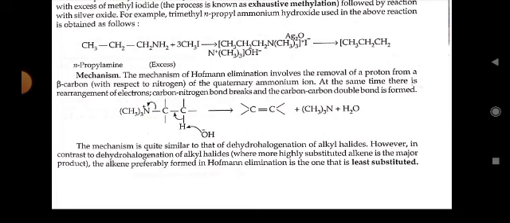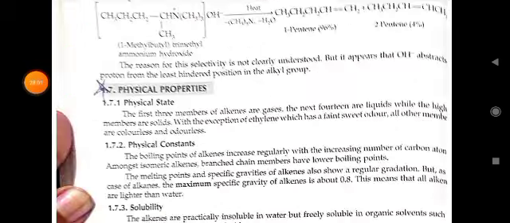However, in contrast to dehydrohalogenation of alkyl halides, where the more highly substituted alkene is the major product, the alkene preferably formed in Hofmann elimination is the one that is the least substituted. 1-methylbutyl trimethyl ammonium hydroxide on heating gives 1-pentene and 2-pentene. The reason for this selectivity is not clearly understood, but it appears that OH negative abstracts a proton from the least hindered position in the alkyl groups.